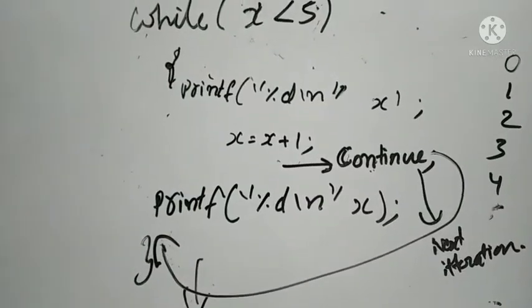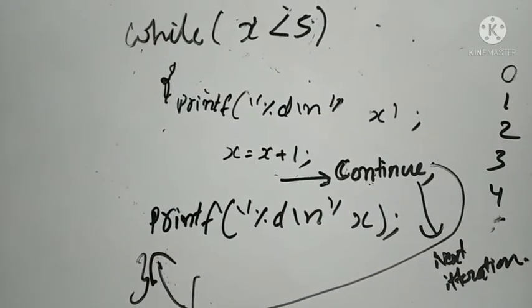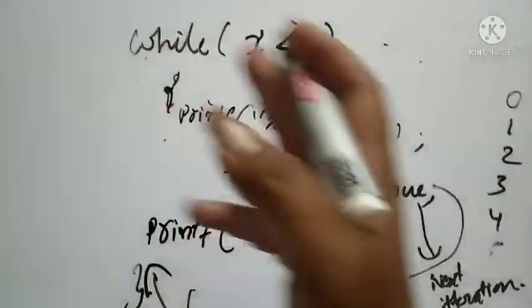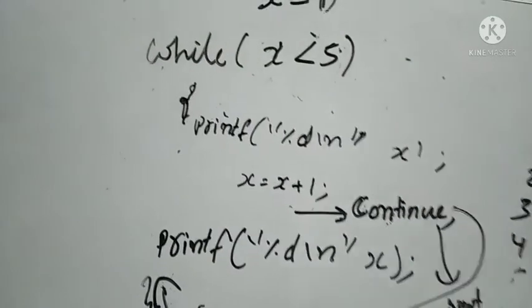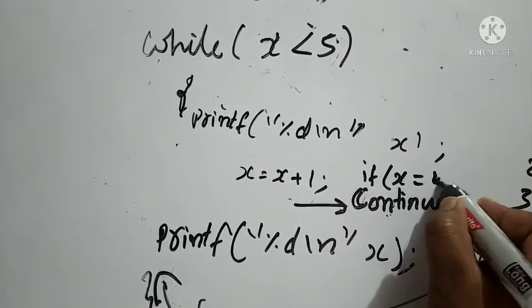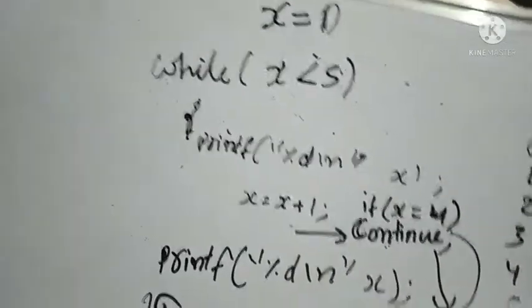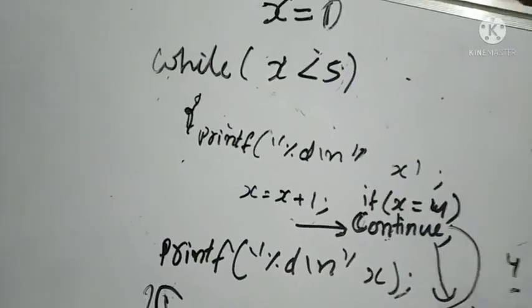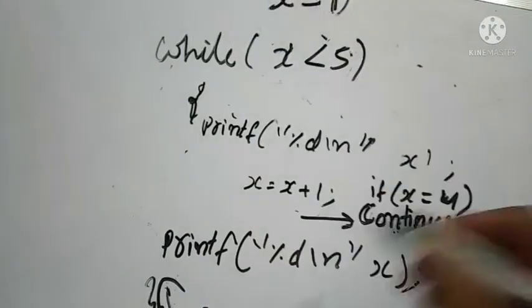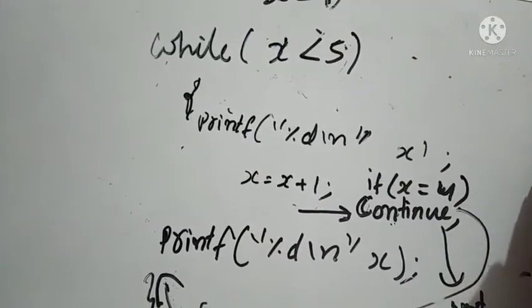Okay, so if the continue statement is there, then it will skip the instructions which are next to the continue and it will go to the next instruction. Here also I can use an if statement. If x is equal to 4, then continue. So then what happens? Starting, it will execute every instruction, both statements will be executed.